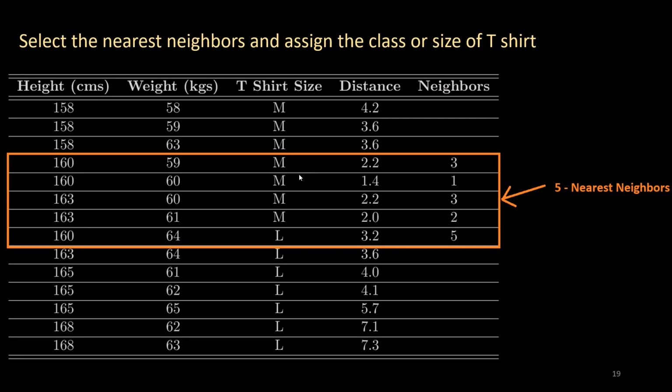So in this lecture, we learned how to implement the KNN algorithm on a real-valued problem. We selected a numerical example, and based on the KNN algorithm, we decided that the size of the t-shirt for the new customer should be a medium size t-shirt.